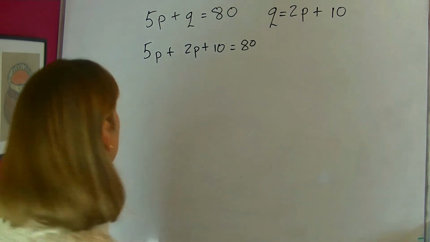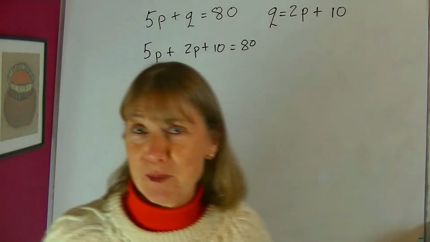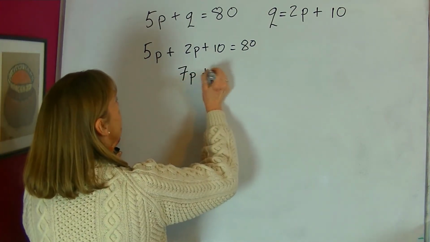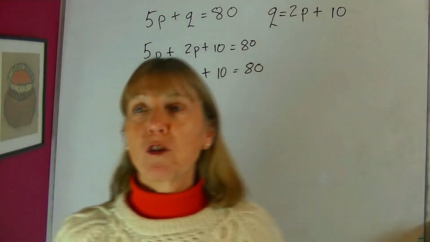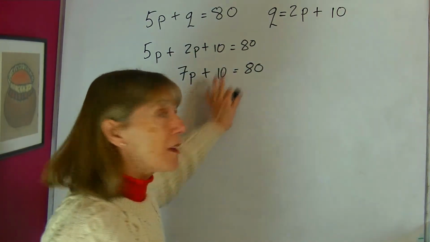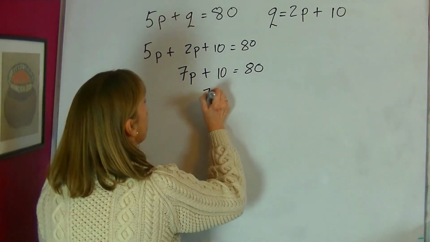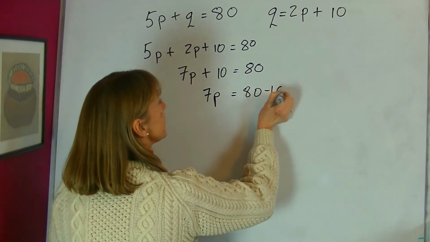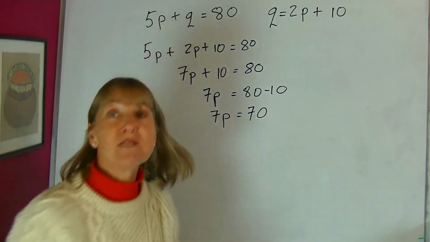Which side are we going to put the p's on? Well, they've pretty well made their case here. It's got to be on this side, isn't it? So we've got 7p plus 10 equals 80. We want p all on its own, so let's get the 10 to the other side. That means it's going to go negative. 7p equals 80 minus 10, so 7p equals 70.